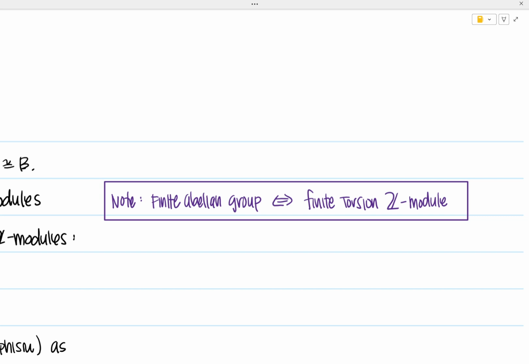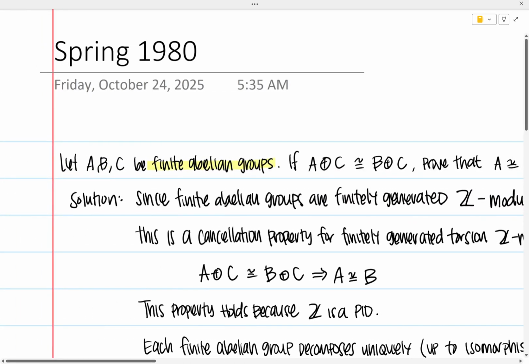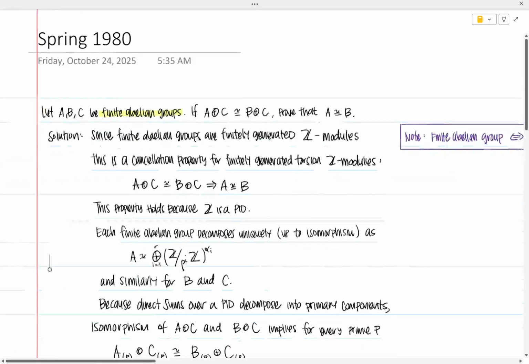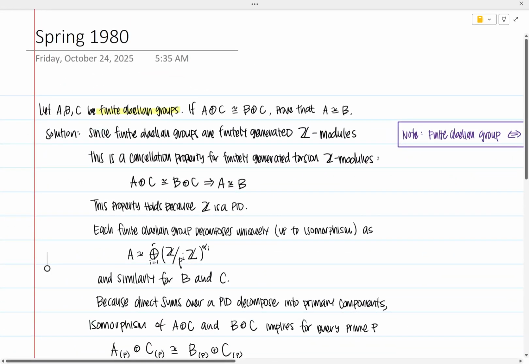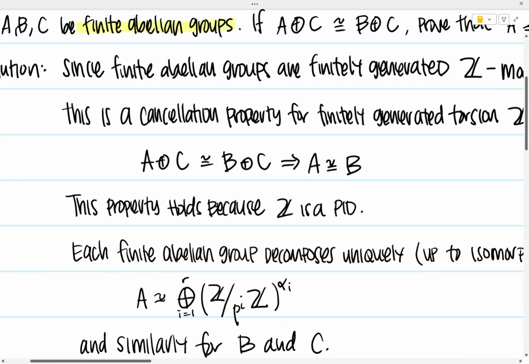And what do we know about the abelian category, especially with the finitely generated abelian groups, is that since finite abelian groups are finitely generated Z modules, there is a cancellation property for finitely generated torsion Z modules. A direct sum C is isomorphic to B direct sum C implies that A is isomorphic to B. This property holds because Z is a PID.